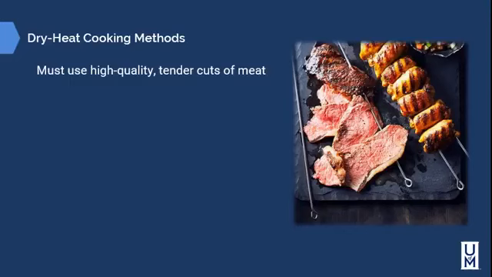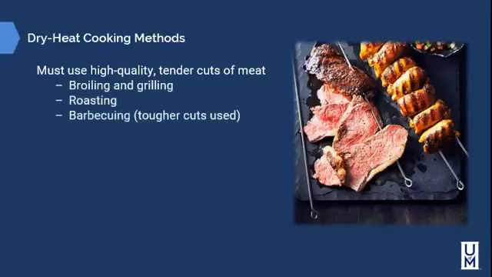Most cuts of meat, particularly those in animals that are four-legged, will be more tender in the center portion of the animal. Because of that, we tend to use dry heat cooking methods for those. We have to use very high quality tender cuts of meat for dry heat cooking methods, some of which include broiling and grilling, roasting, barbecuing. This is generally for tougher cuts of meat. We're talking about southern barbecuing, not northern barbecuing. Sauteing, pan frying, and deep frying.